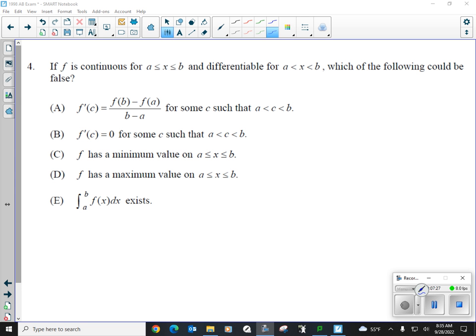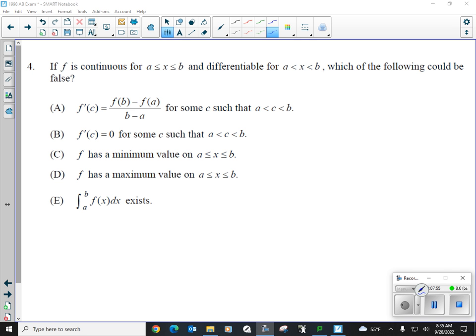Number 4, if f is continuous from a to b for all values of x between a and b, and differentiable for those same values, except it doesn't include a and b, which of the following could be false? Okay, could be false.